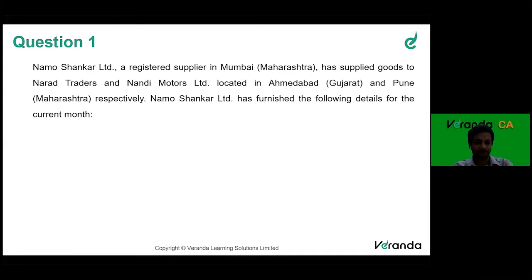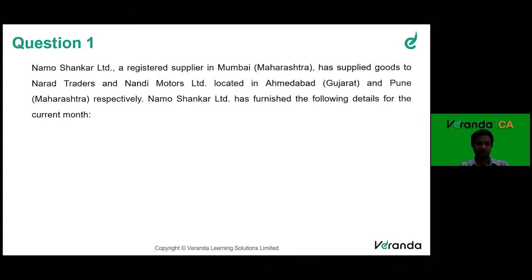Namo Shankar Limited, a registered supplier in Mumbai, has supplied goods to Narad Traders and Nandi Motors Limited, located in Ahmedabad and Pune. Namo Shankar has furnished the following details. So if you see the question, Namo Shankar is the taxpayer registered in Maharashtra. He has supplied goods to two customers. One is Narad Traders, another is Nandi Motors. Narad Traders is located in Gujarat and Nandi Motors is located in the same state of Maharashtra. So now let's see what details are furnished for the taxpayer.